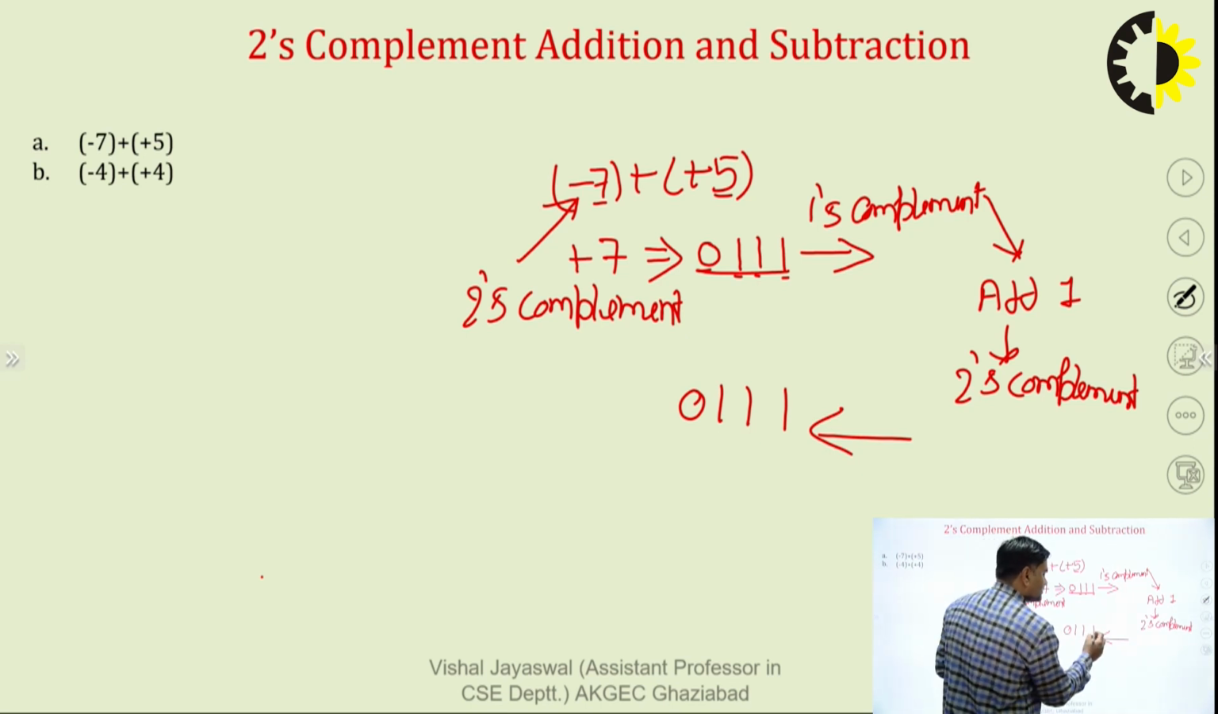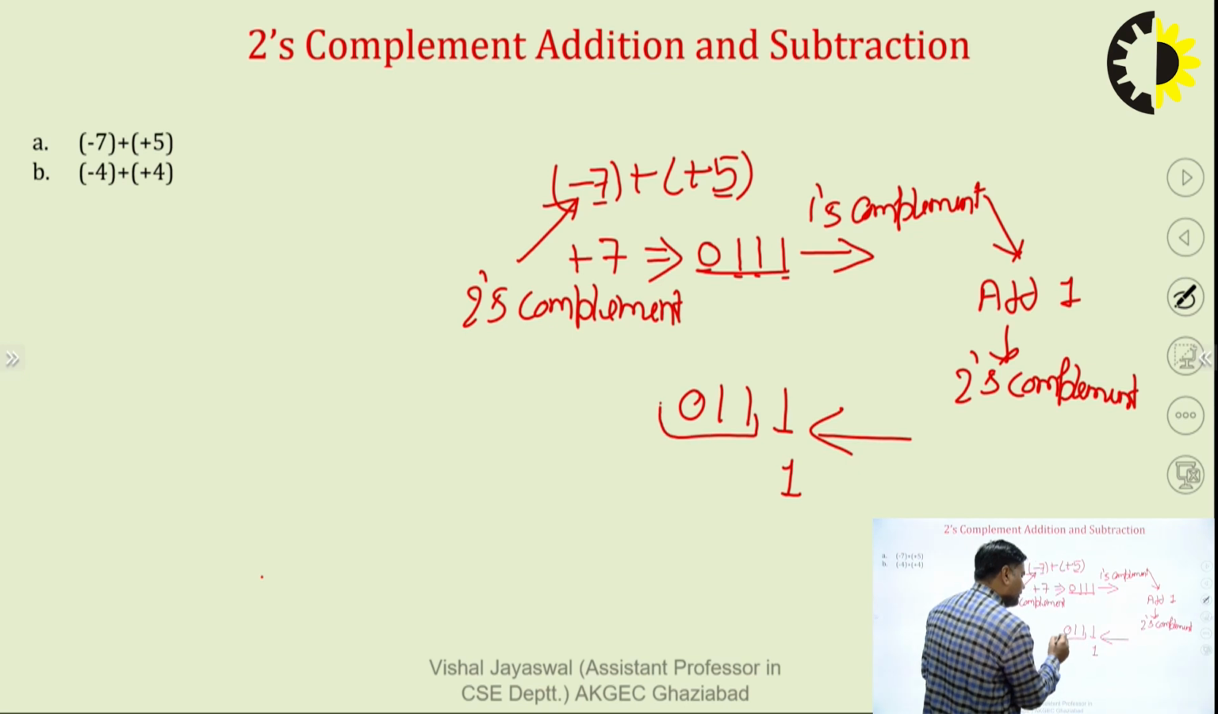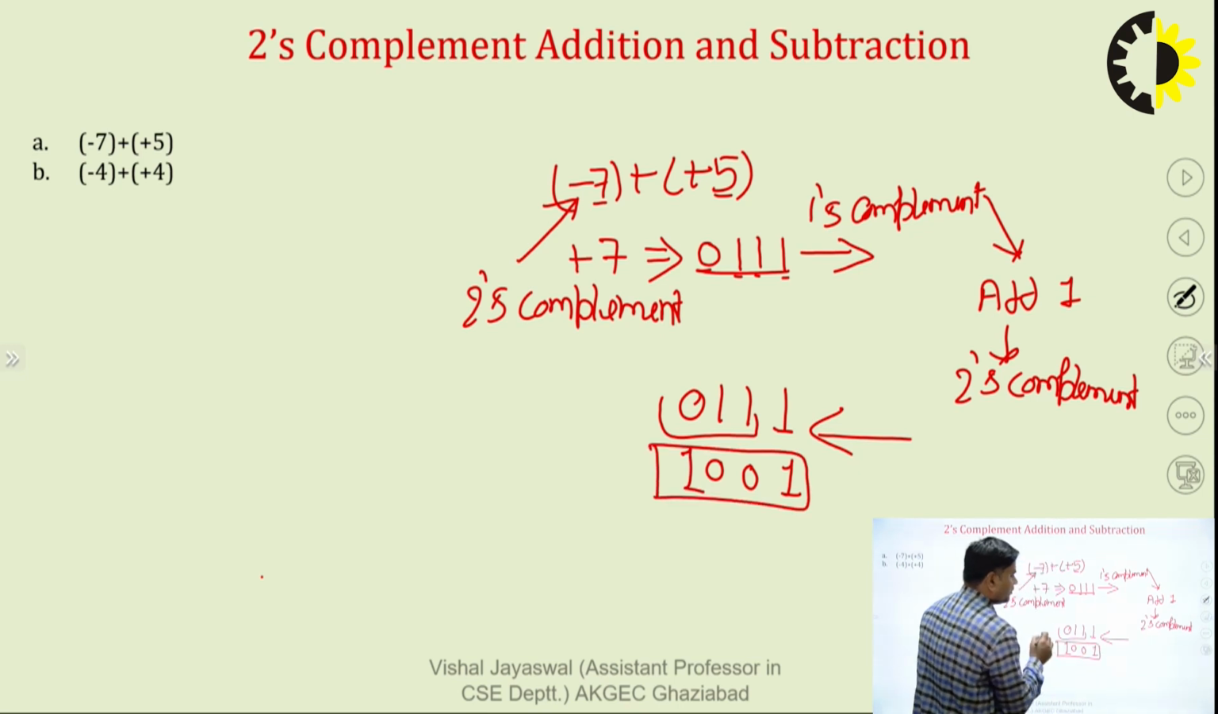Let's suppose first 1 occurs here, then we have to write 1, and the remaining numbers are inverted, meaning 1 becomes 0, 1 becomes 0, and 0 becomes 1. This is the 2's complement form of minus 7. This is the direct method.